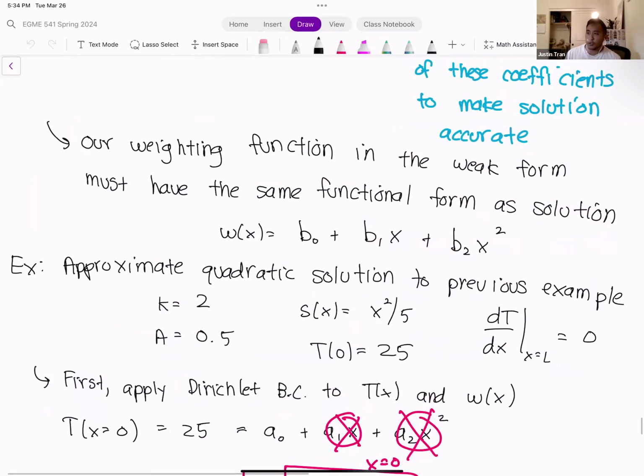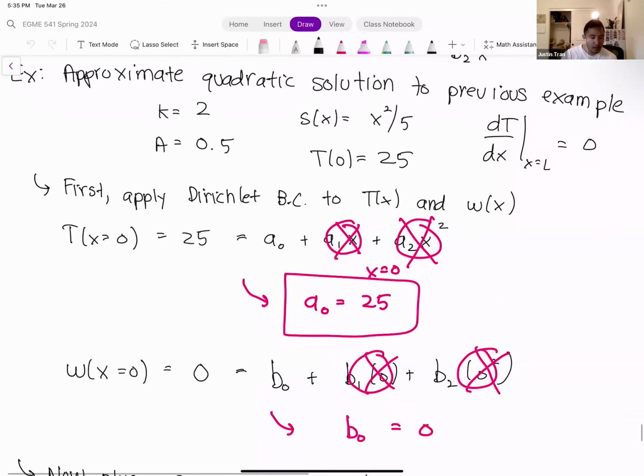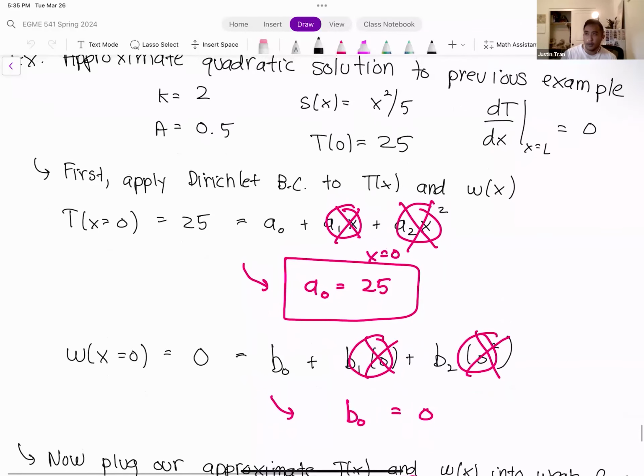Same thing for the weighting function. The weighting function W is going to be b0 plus b1x plus b2x squared, okay? So we're assuming that off the bat, and so this is already different from our strong form. In the strong form, we don't assume anything beforehand; we just find the solution. But for a weak form solution, we make an assumption beforehand and then find the best version of that function that solves the problem. And we were in the middle of doing that.